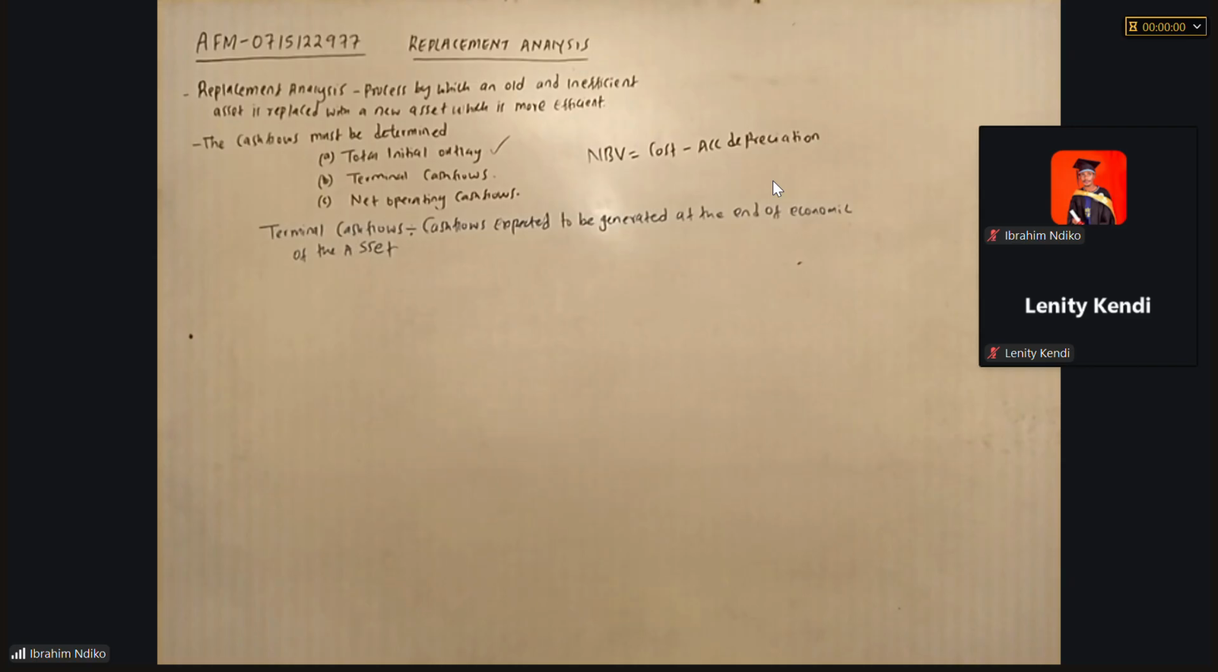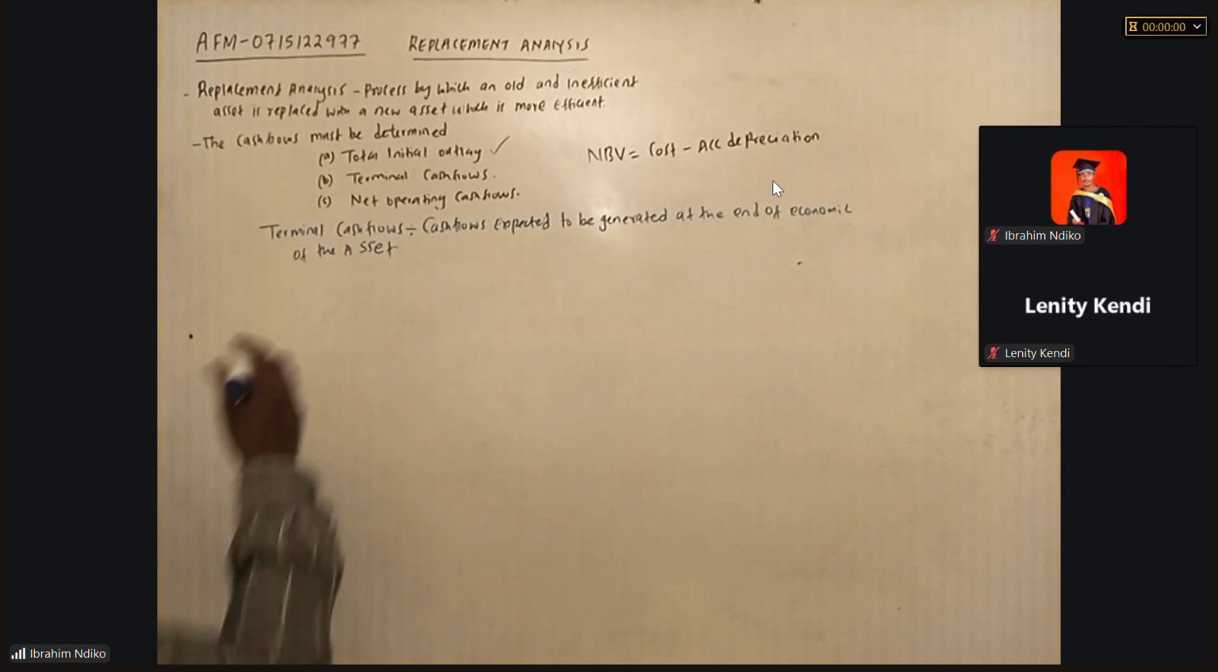So the cash flow that we expect at the end of the useful life of that asset is what we call the terminal cash flow. Make sure you underline the words "at the end" of the economic life. The benefit that we expect to gain when we have used the asset and are ready to dispose of it is called the terminal cash flow. This is the format.